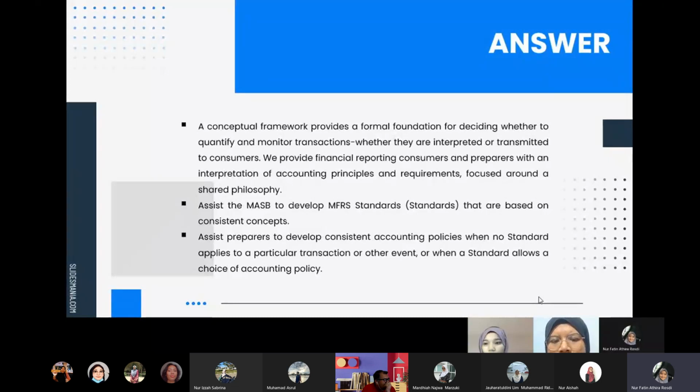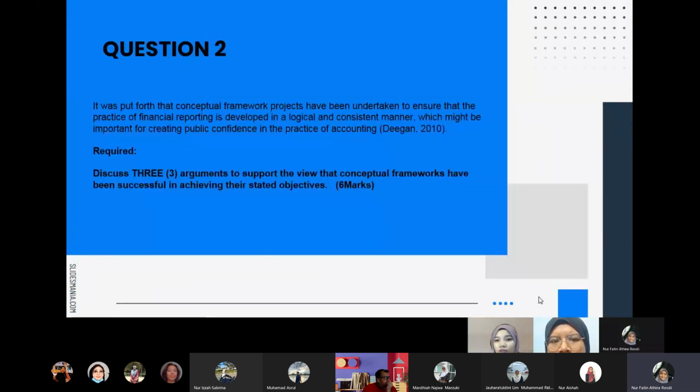I will move on to question 2, which states that conceptual framework projects have been undertaken to ensure that the practice of financial reporting is developed in a logical and consistent manner, which might be important for creating public confidence in the practice of accounting. So we are required to discuss only 3 arguments to support the view that the conceptual framework has been successful in achieving the stated objective.